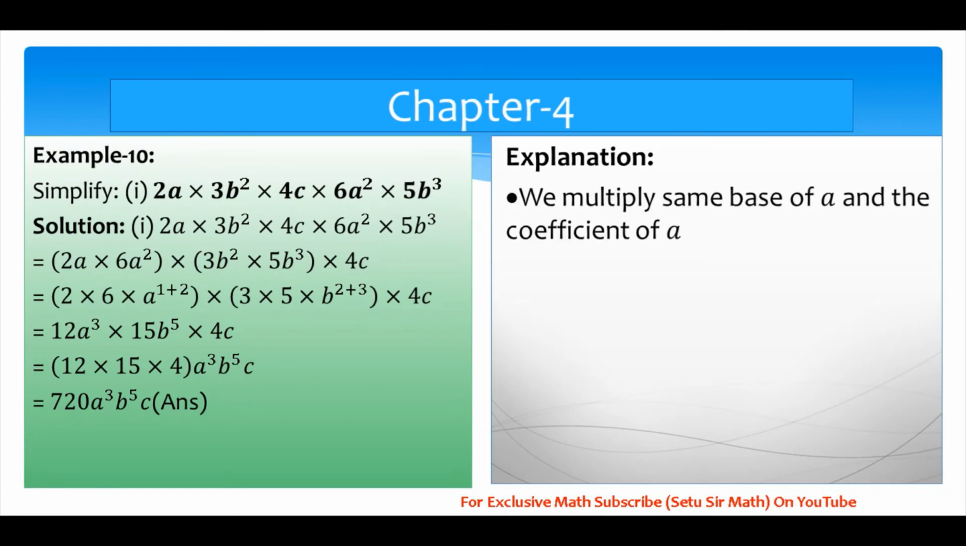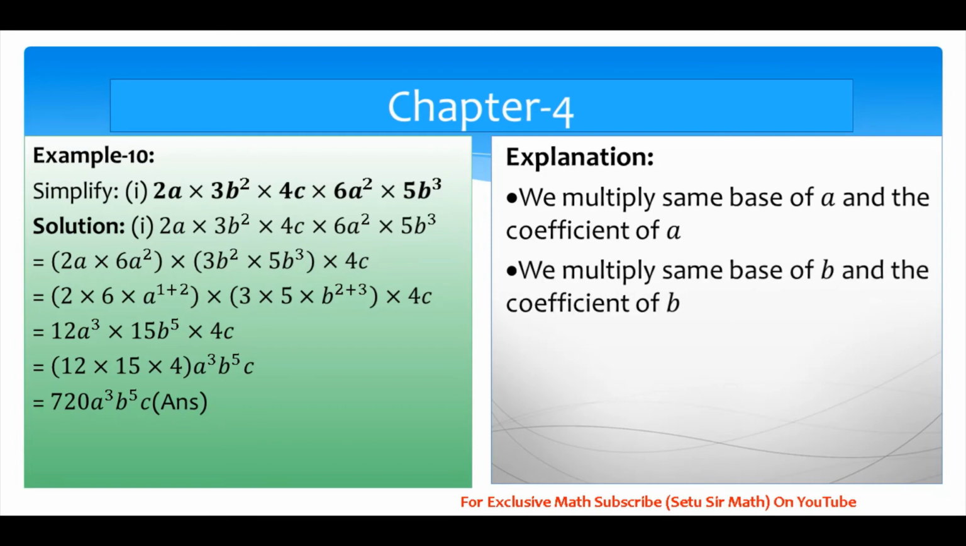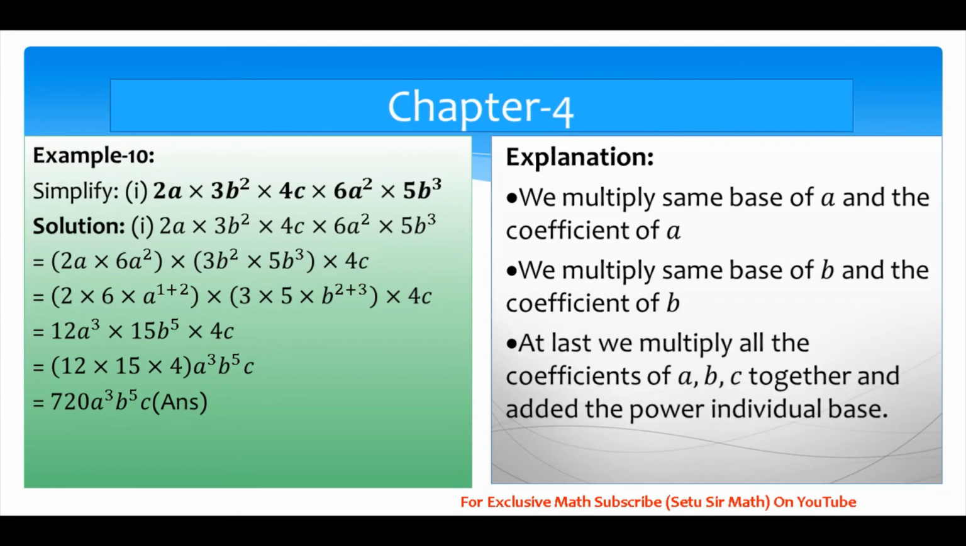Explanation. We multiply the same base of a and the coefficient of a. You can see we multiply the same base of a and the coefficient of a. We multiply the same base of b and the coefficient of b. You can see we multiply the same base of b and the coefficient of b. You can see in here the red mark.